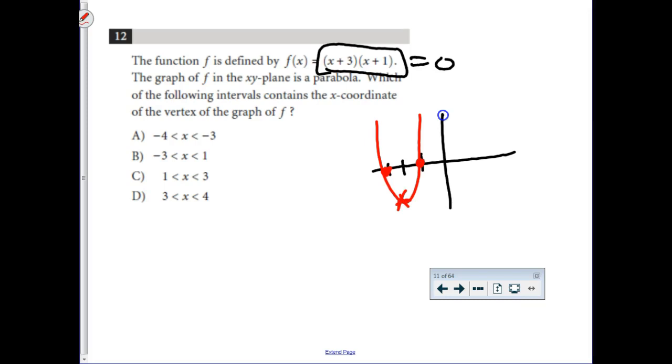Well, I know exactly where the x-coordinate is. What's in the middle of -3 and -1? -2. I don't care about the y-coordinate. They don't even ask me about it. But they do ask me the question in a very weird way. Is -2 between which of these intervals? B, right? Between -3 and 1? Yeah. So that wasn't really too difficult of a question once we filtered through all the concepts there.